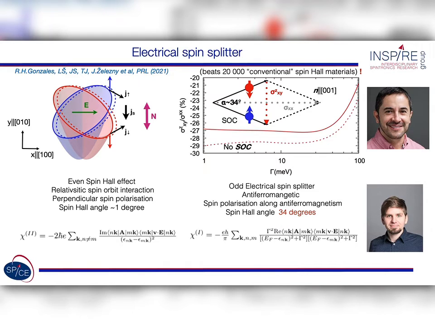This gives you a very strong Hall effect, of the order of 34 degrees, which is vast compared to the usual ones in materials with strong spin-orbit coupling. And here again, the generation of the spin current is independent of the spin-orbit coupling, which is a very interesting notion.